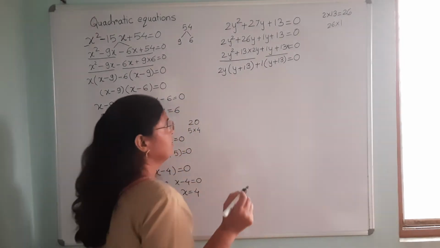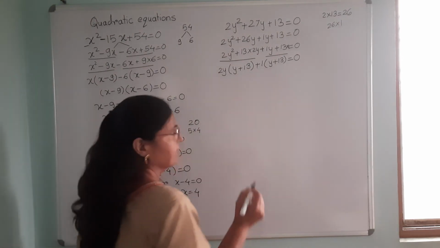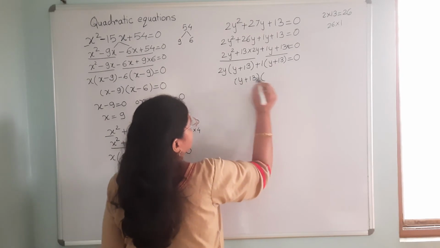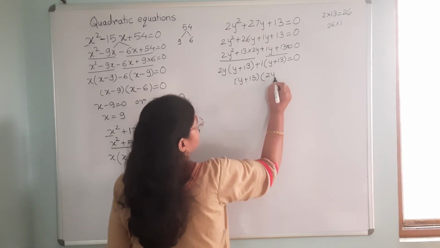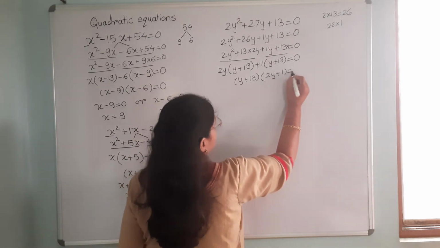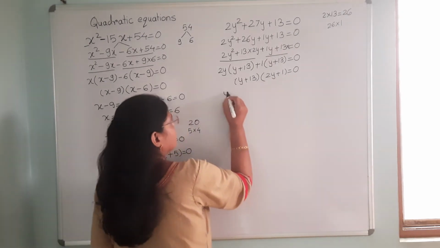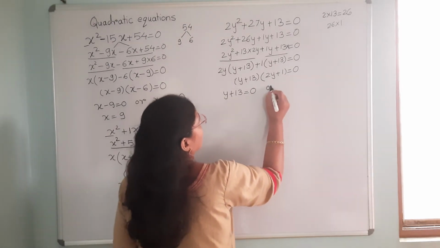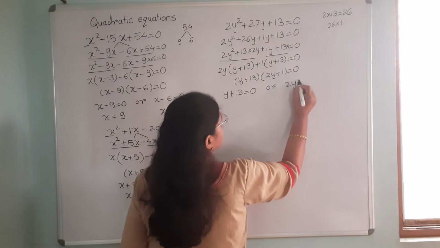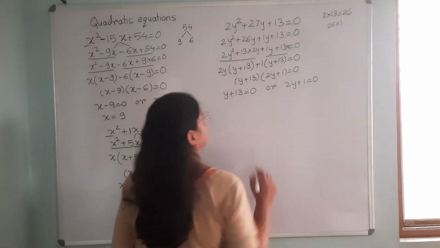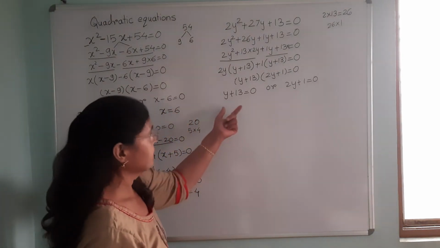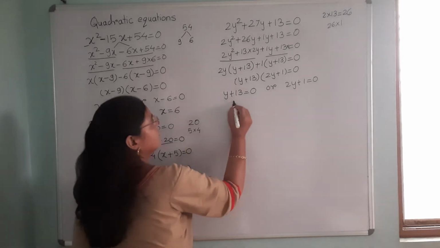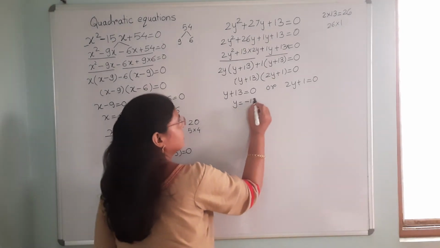Now here we can see y plus 13 is a common bracket. So y plus 13 is taken common. In the other bracket we will have 2y plus 1 equal to 0. Now y plus 13 must be equal to 0 or 2y plus 1 equal to 0. If y plus 13 equal to 0, we have to subtract 13 from both sides. So y will be equal to minus 13.